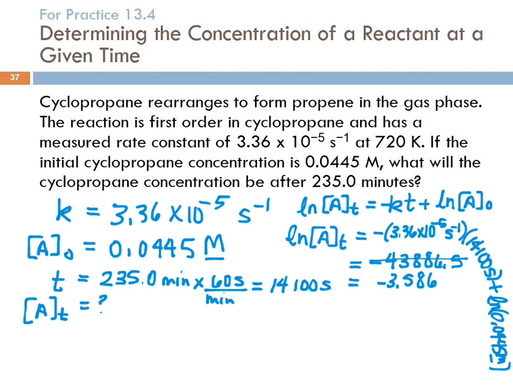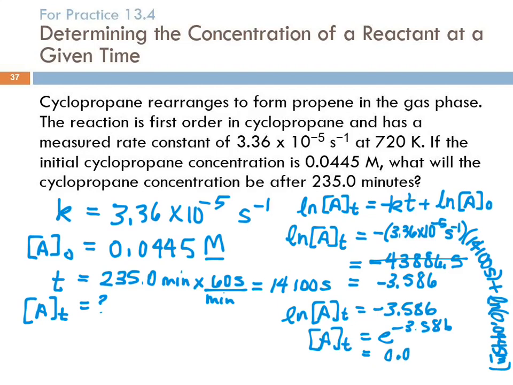Is that our answer? No. That is the natural log of A at t. So we need to do the anti-log of both sides. A of t equals e to the negative 3.586. Negative, positive. 0.0277 molar.